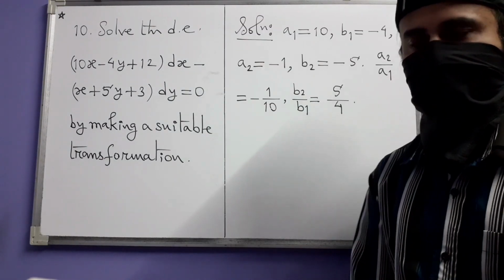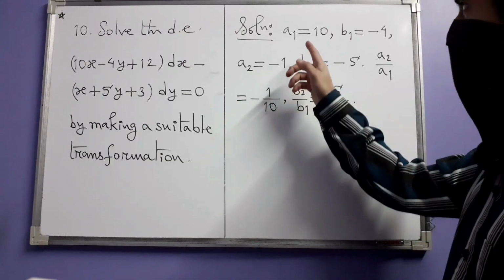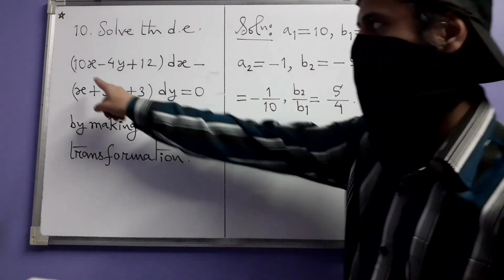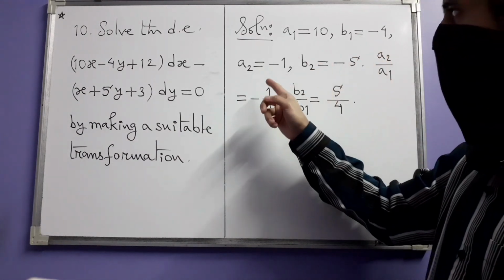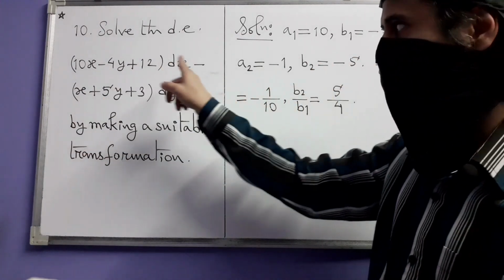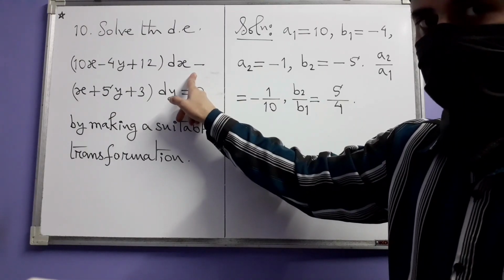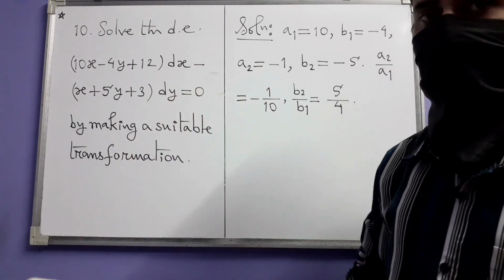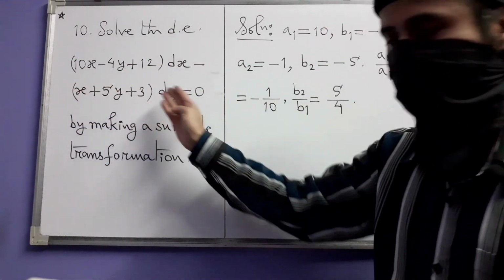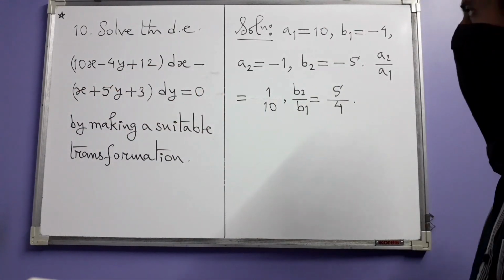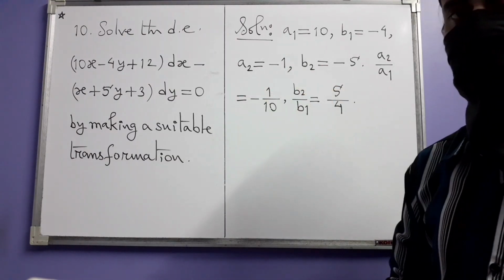So as per the procedure, we first identify these quantities, these coefficients a1, b1, a2 and b2. a1 is 10, b1 is minus 4, a2 is minus 1. Do not forget this minus, okay. If you are prone to making this mistake, you can write one more line, writing the equation as this plus minus x minus 5y, that you do that, okay. But anyway, a2 is minus 1 and b2 is minus 5.